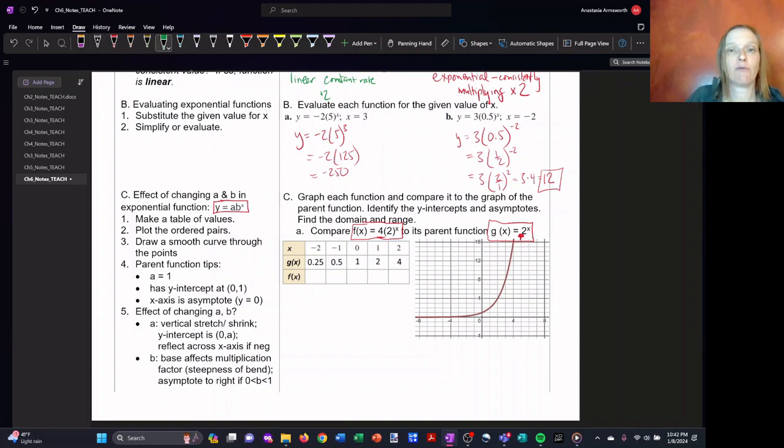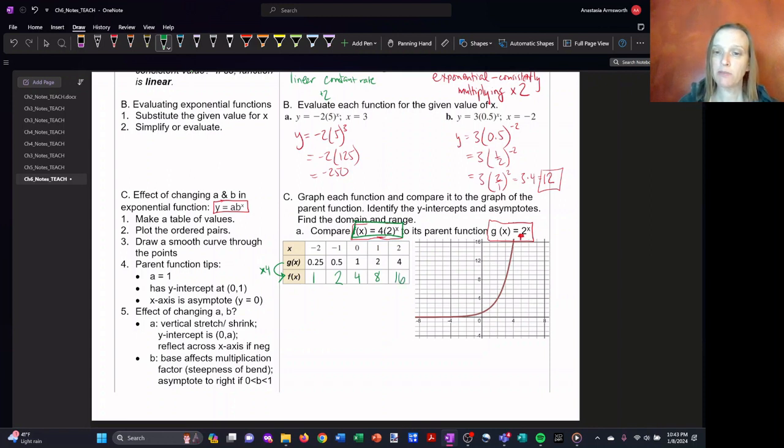This is graphed in red down here. So I'll do my f function in a different color, I'll do f in green. My f function is really the exact same as the g function, except I end up multiplying it times 4. So when I plug in a -2, I don't get 0.25, I get that times 4, which is 1. I'm just taking this value and multiplying it times 4. Instead of getting 0.5, I get 4 times that much, which is 2. Instead of having 1, I get 4 times that much. Instead of getting 4, I get 4 times that much.